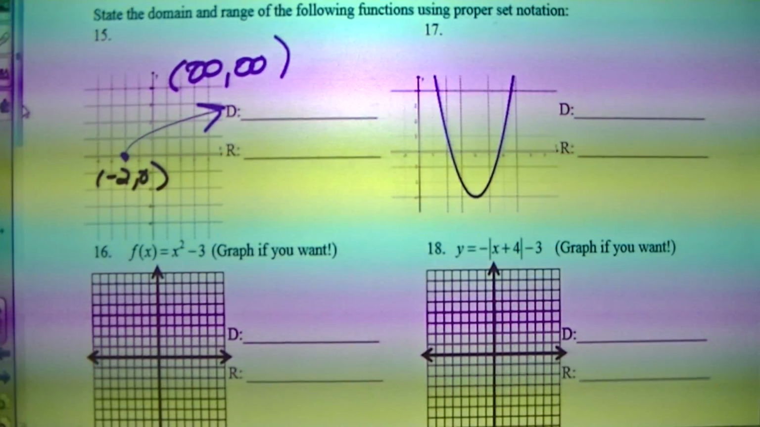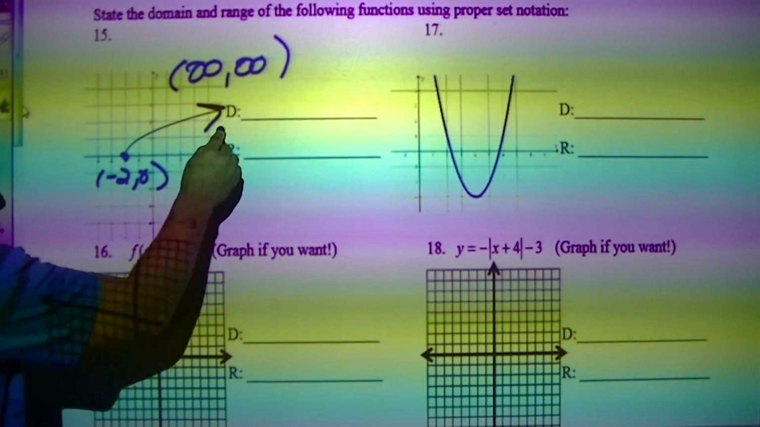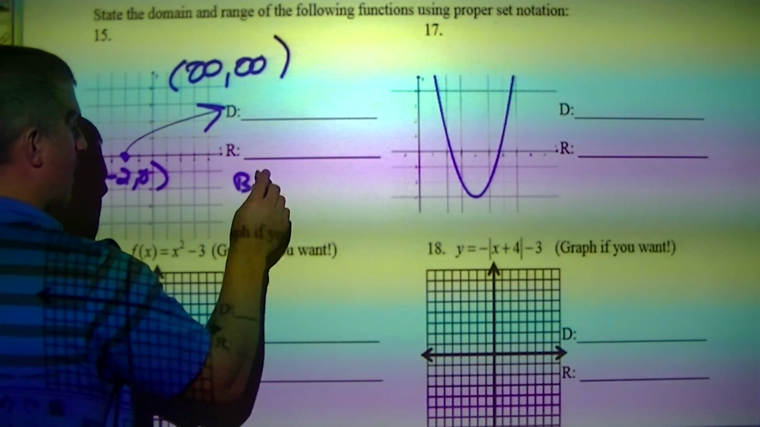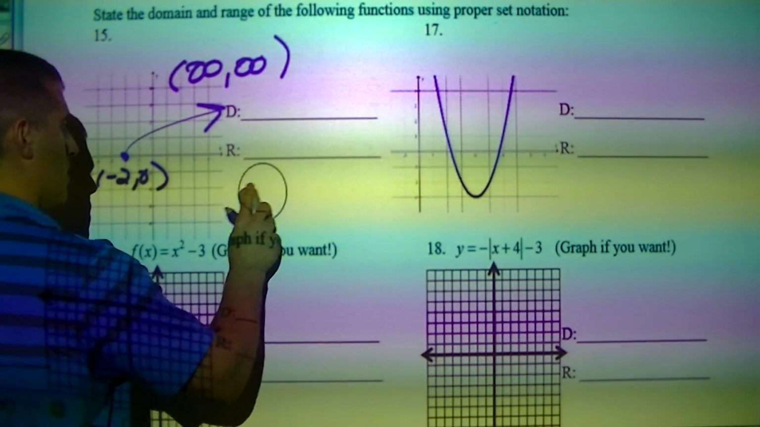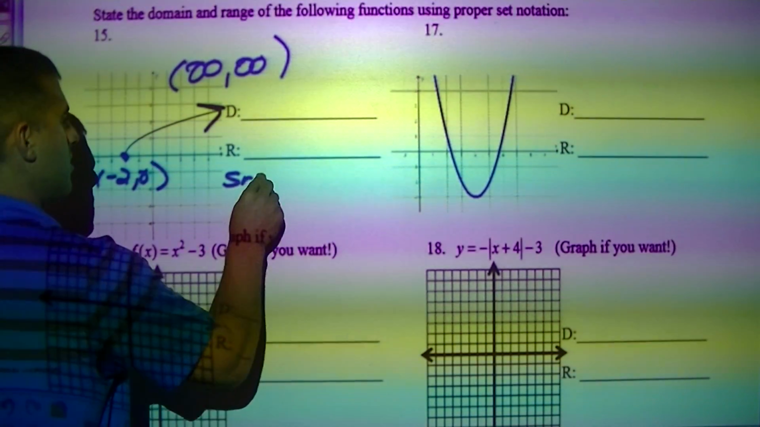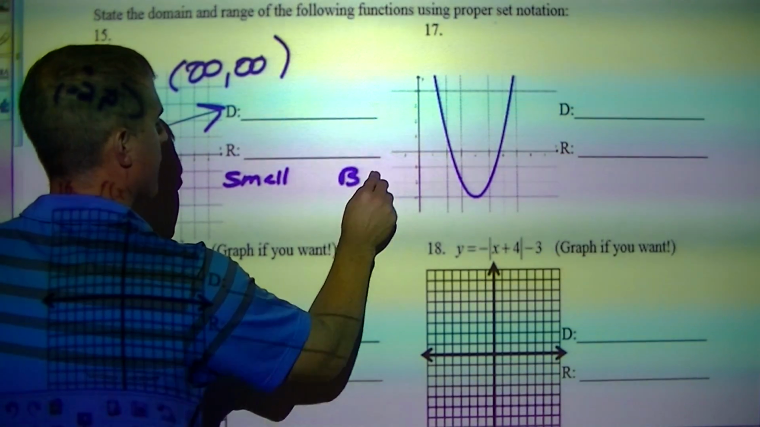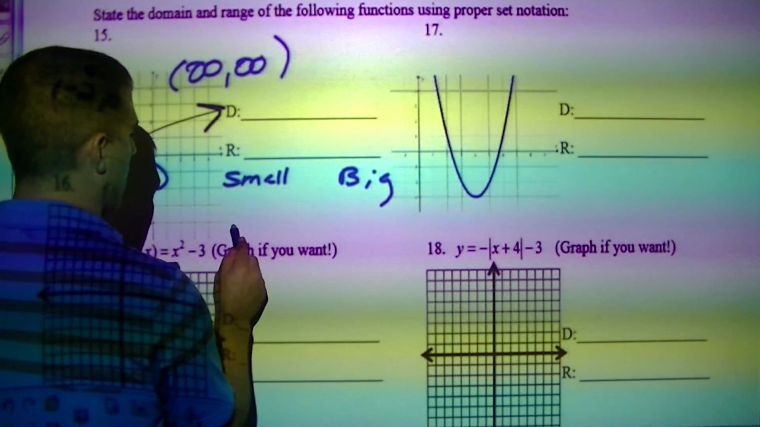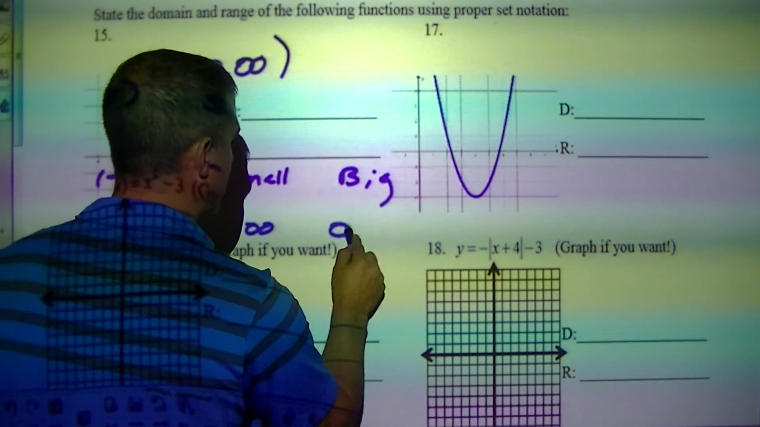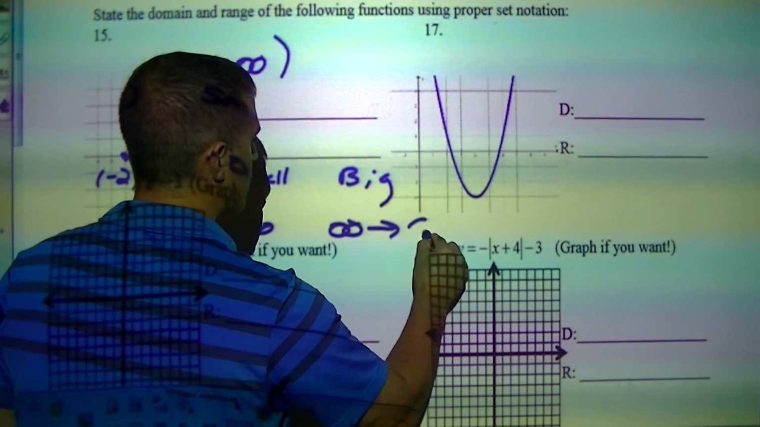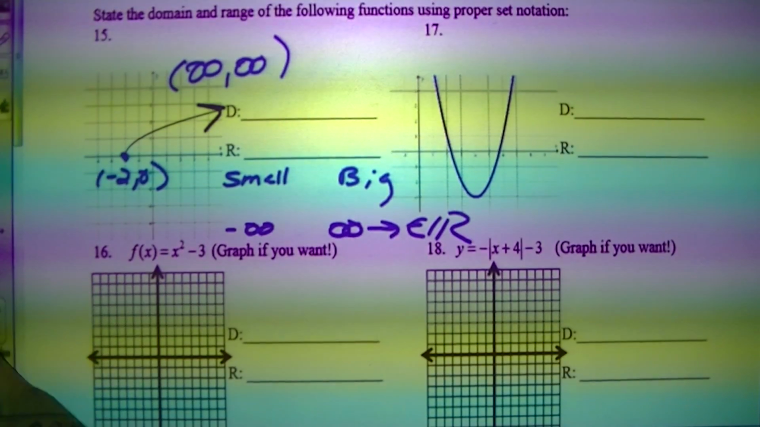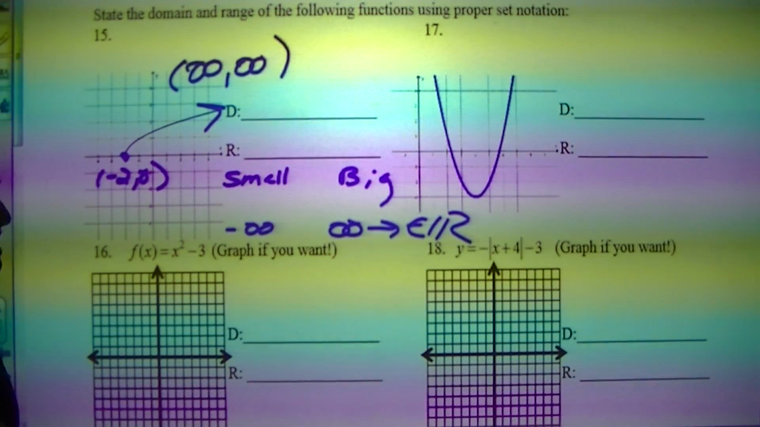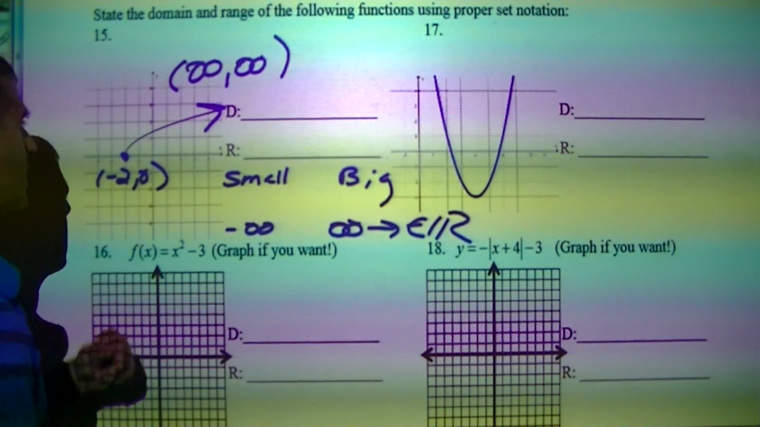Now, good rule of thumb. For domain, you're looking for small and big for each one. If both of those answers are, let's say, negative infinity to positive infinity, what you can write is all real numbers. That makes it a lot easier. If it's not one of those, you have to look at the graph.